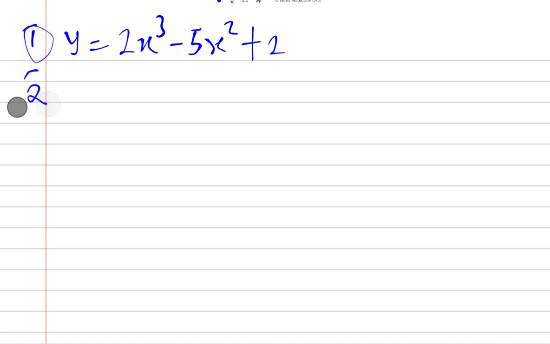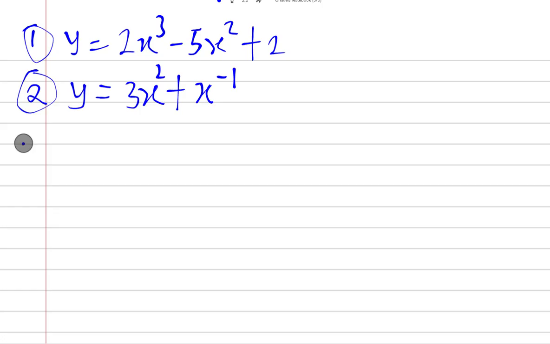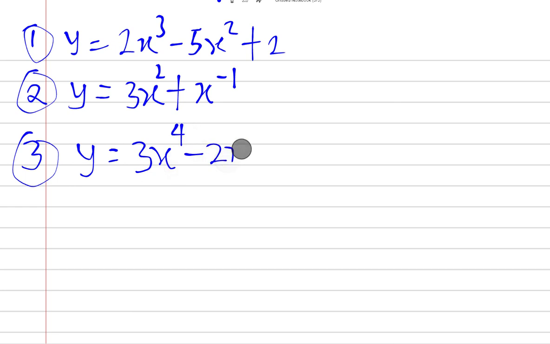Then number 2, do y equal to 3x plus 3x squared plus x raised to power minus 1. Find the dy dx. Then number 3, do y equal to 3x raised to power 4 minus 2x raised to power 3 minus 7x plus 5. So do these questions.